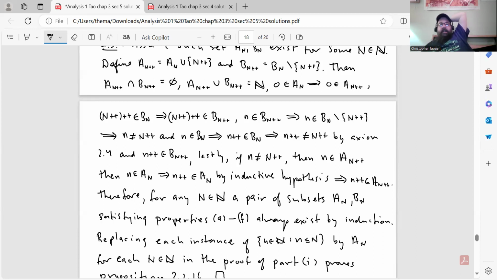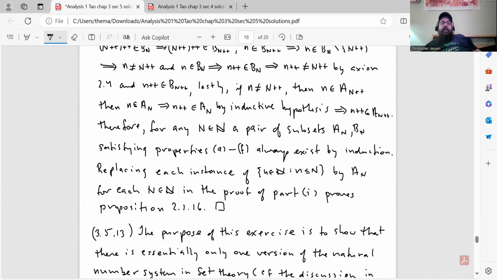But lastly, if n is not the successor of capital N, then n is an element of A sub the successor of capital N, then n is an element of A sub capital N, which implies the successor of little n is an element of A sub capital N by the inductive hypothesis, which implies that the successor of little n is an element of A sub the successor of capital N. Therefore, for any capital N in the natural numbers, a pair of subsets A sub capital N, B sub capital N, satisfying properties A through F always exist by induction.